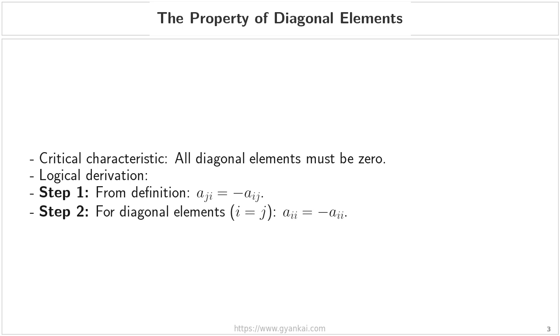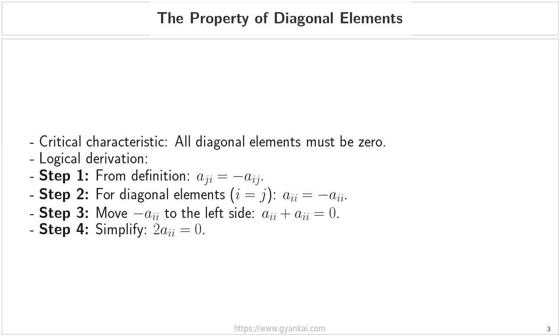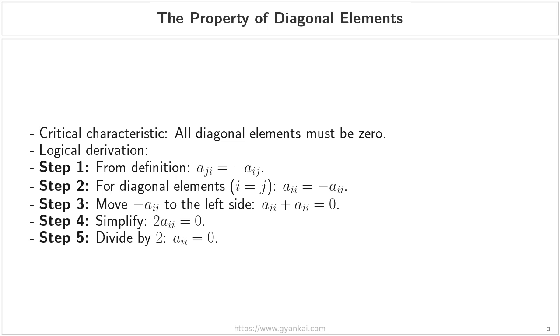Now, let us consider the diagonal elements. For these specific elements, the row index is equal to the column index, meaning i equals j. If we substitute this into our definition, we find that the element a sub ii must be equal to negative a sub ii. To solve for this value, we can move negative a sub ii to the left side of the equation. This gives us a sub ii plus a sub ii equals 0. Simplifying this expression, we get 2 times a sub ii equals 0. Finally, if we divide both sides by 2, we arrive at the result that a sub ii equals 0.